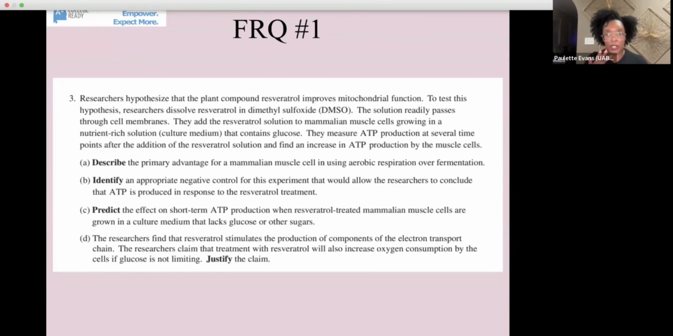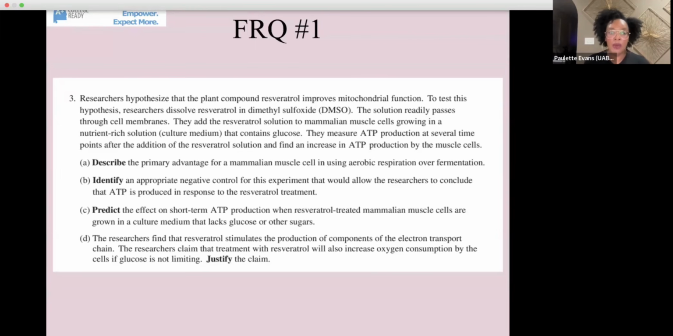So for your answer choice that you'll answer in Edpuzzle, you need to describe the primary advantage for mammalian muscle cells in using aerobic respiration over fermentation. Then identify an appropriate negative control for this experiment that would allow the researchers to conclude that ATP is produced in response to the resveratrol treatment. C, to predict the effect on short-term ATP production when resveratrol-treated mammalian muscle cells are grown in a culture medium that lacks glucose or other sugars.